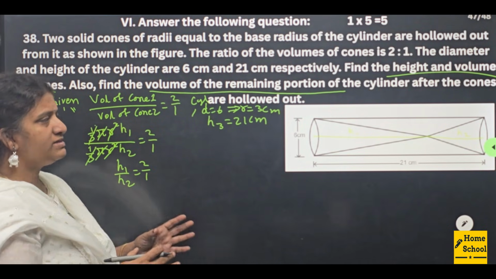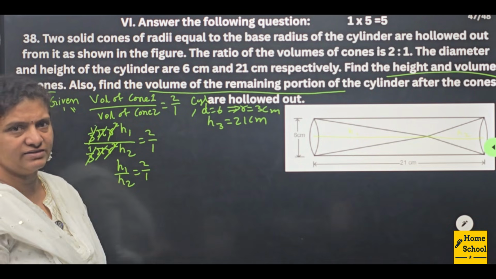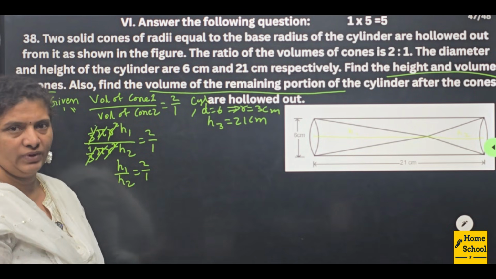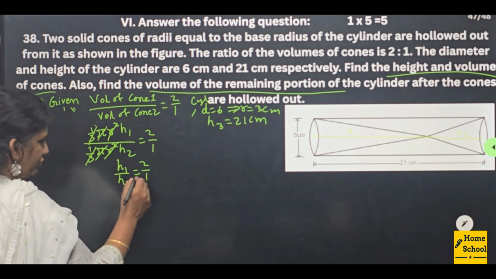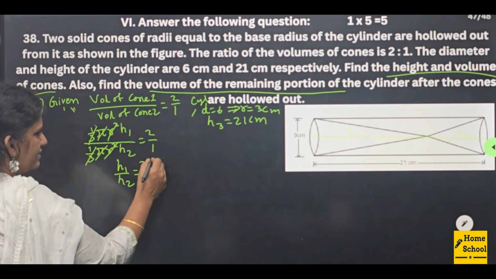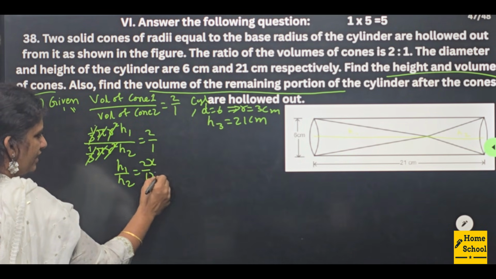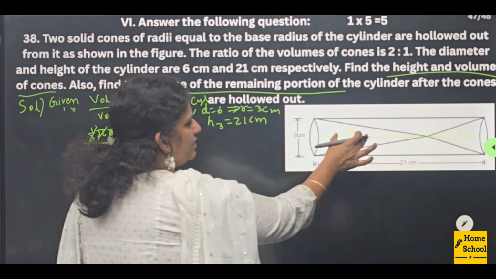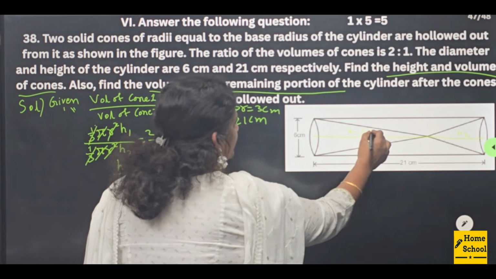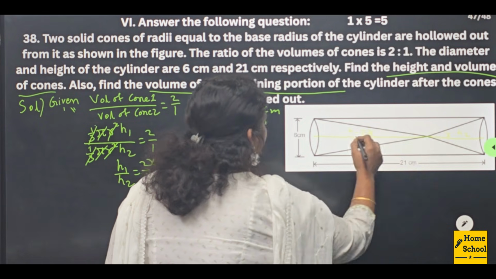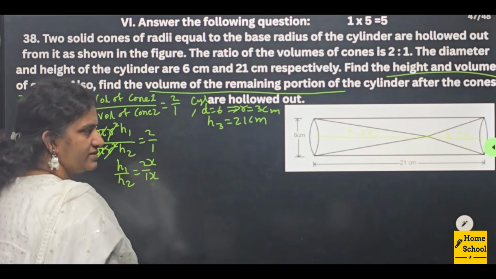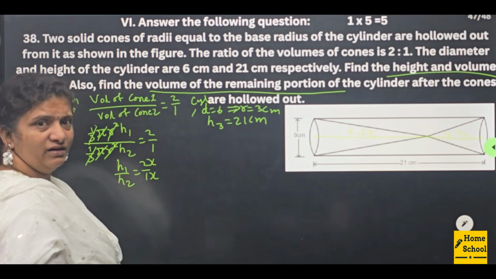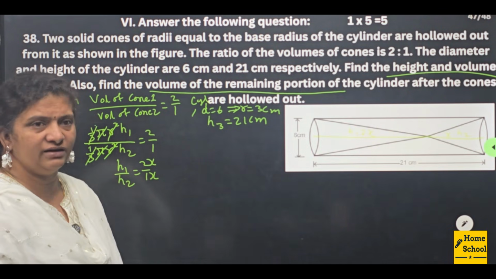Now what is the height of the cylinder asked? It is not 2. Let us assume H1 be 2x and H2 be 1x. If H1 is 2x and H2 is 1x, then 2x plus x will be 3x. We know the height of the cylinder. What is the height of the cylinder?